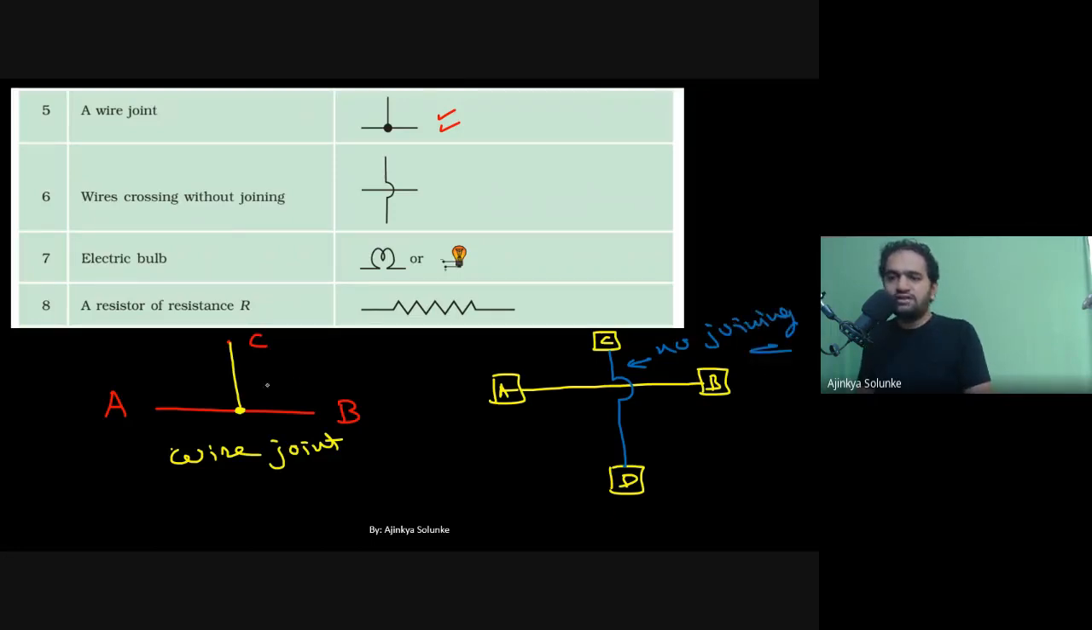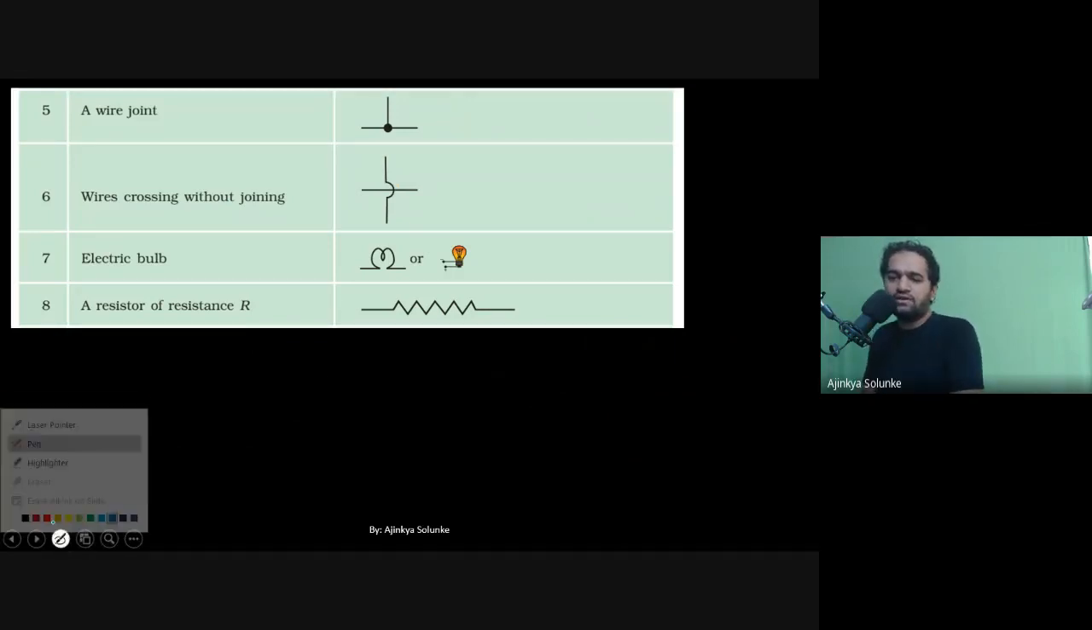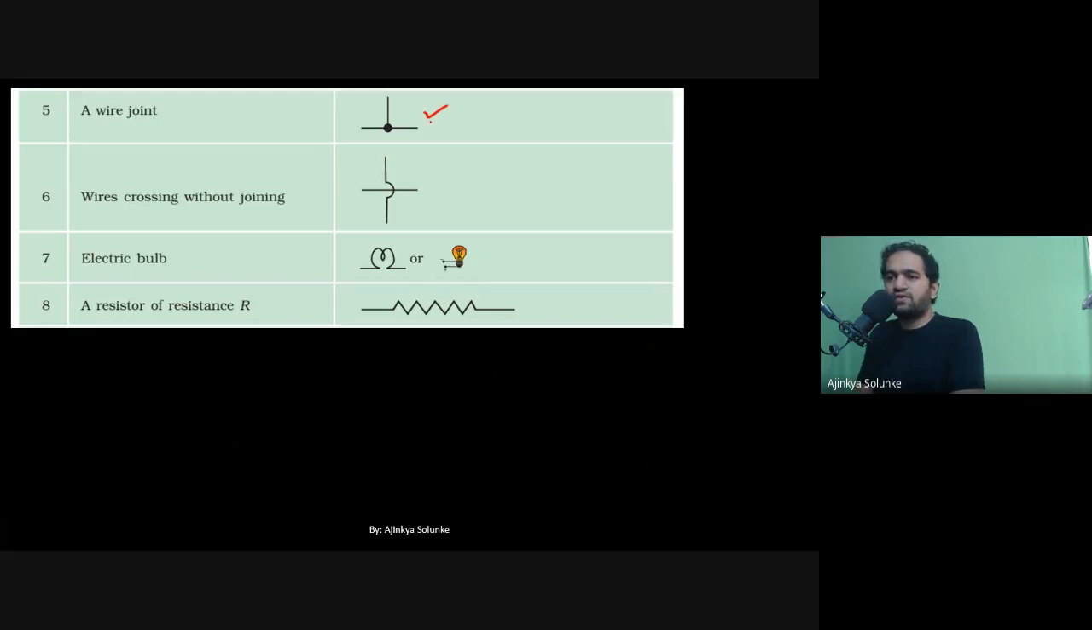There is no joining. There is a joint here, so that means they have joined. They are going to share that current. But in this case, they are not going to share anything. So have you understood the difference between these two things? The first one, the wire with joint and without joining.